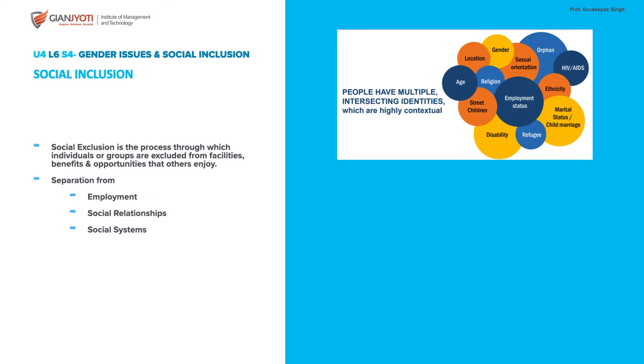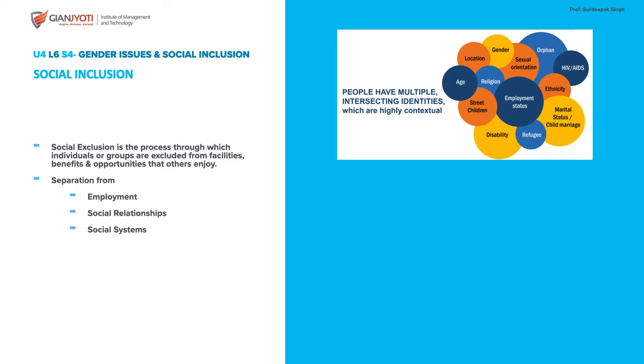Let's also look at the social inclusion. Now, in our country, people have multiple intersecting identities in terms of location, gender, sexual orientation, disabilities, ethnicity, marital status, refugee status, employment status, age, religion. Now, these are very highly contextual.